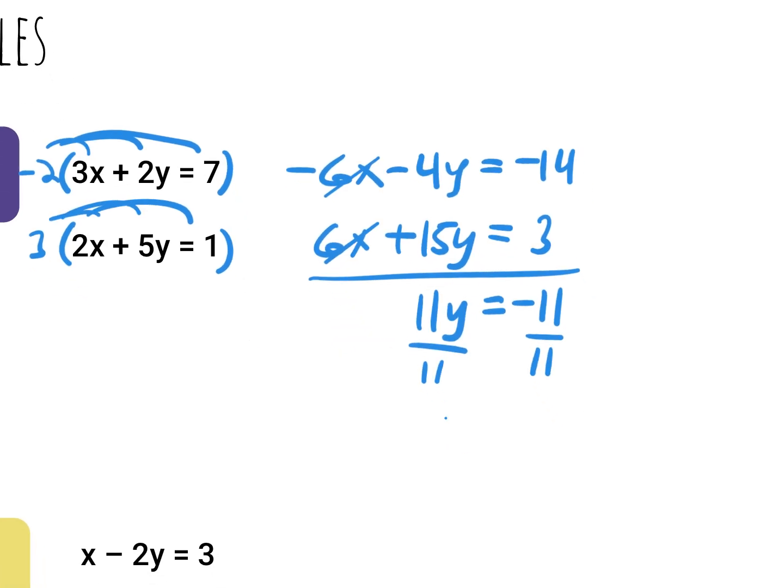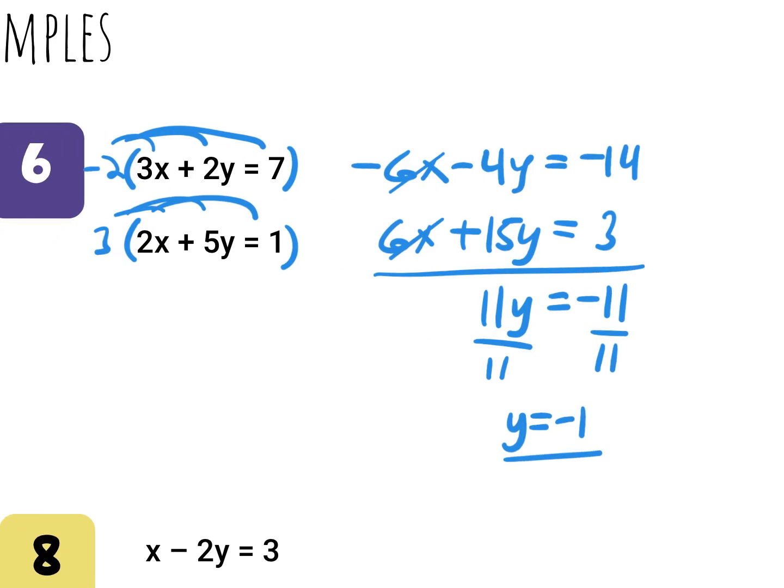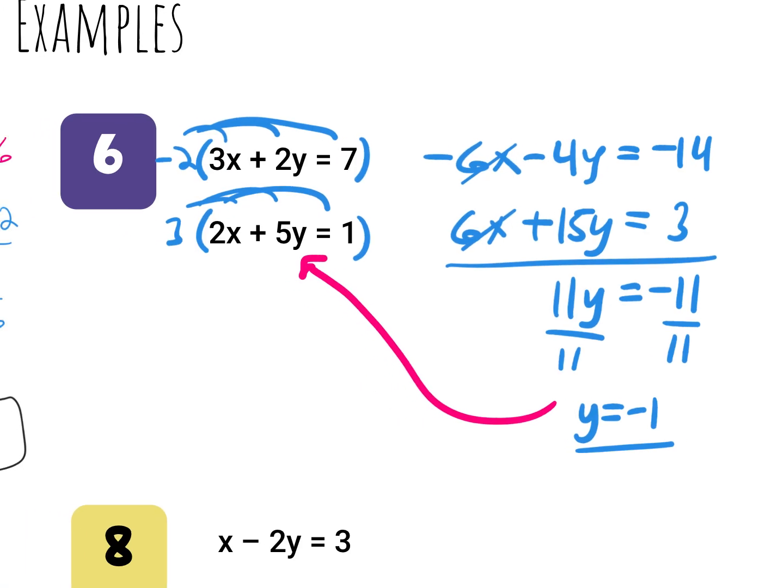We divide both sides by 11. What do we get when we do? Good, right, -1. And then just like before, I can take that number, plug it into one of my equations. Let's just say I want to plug it into the second one. Then this is going to get us 2x plus 5 times -1 equals 1.